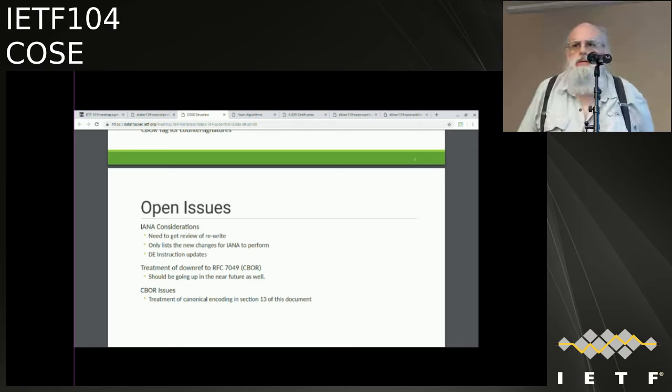Okay. I'm going to look at it and see how much work it is to pull the minimal encoding lengths into our document, and if it's too much work, I'll just refer to the newer sections in the new document.